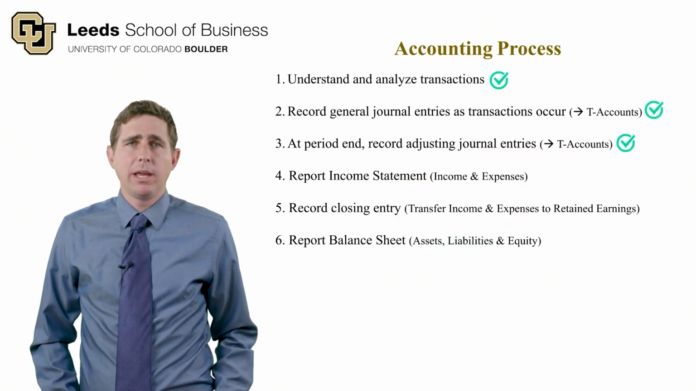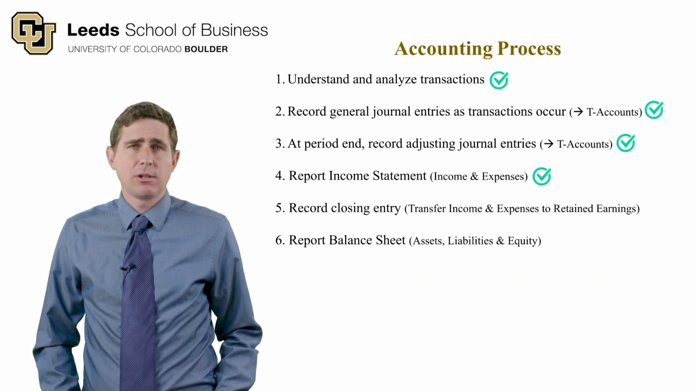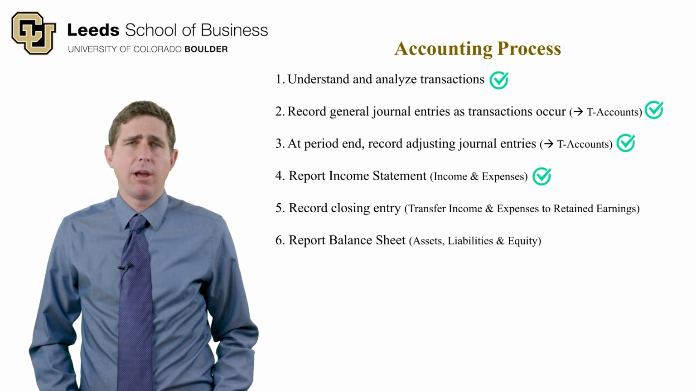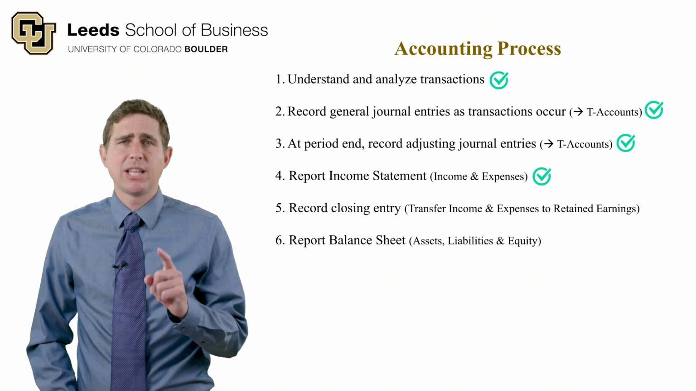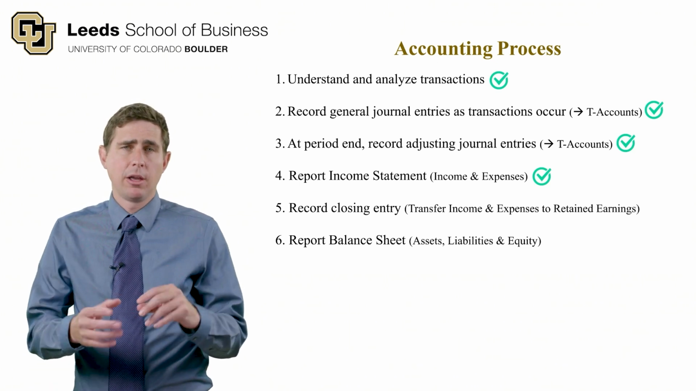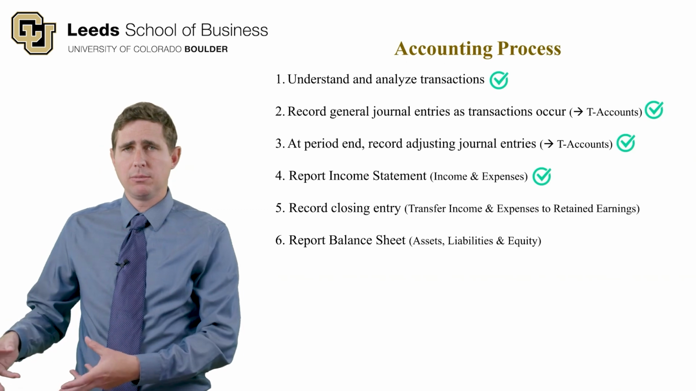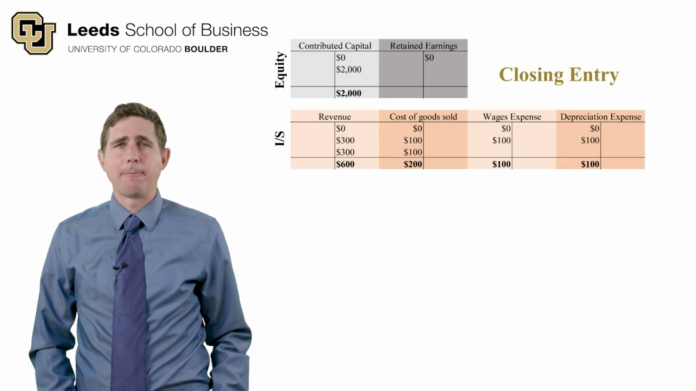So we reported our income statement. Good for us. Now, step 5 is we need to zero out those income statement accounts to get them ready for the next year. So we need to record our closing journal entry. That's when we transfer the income and expenses from the income statement accounts into retained earnings. So let's take a look at that.